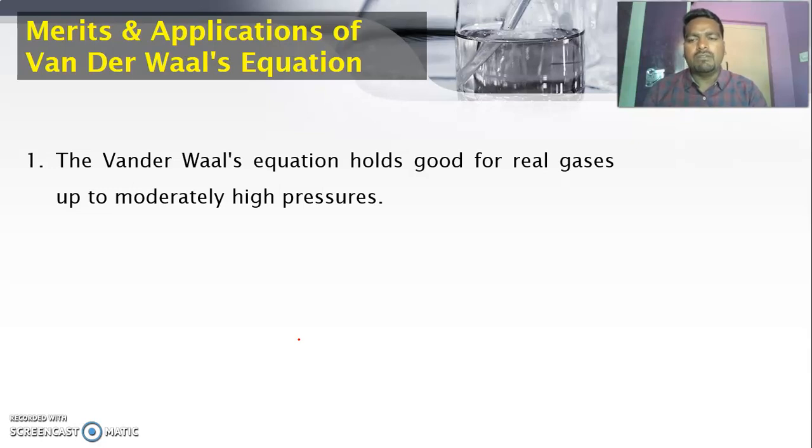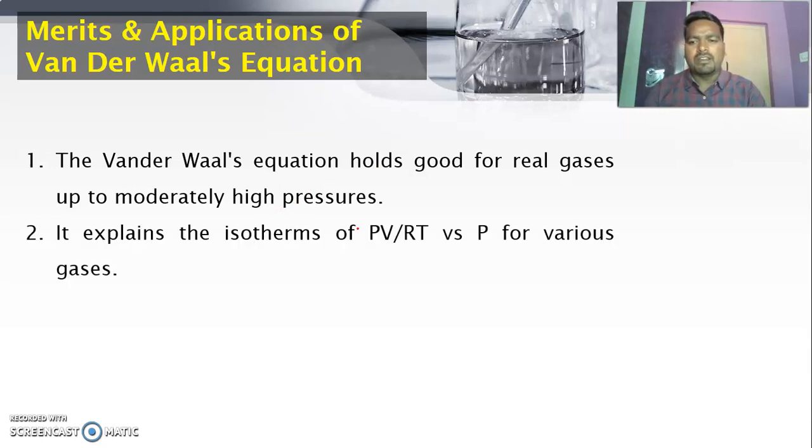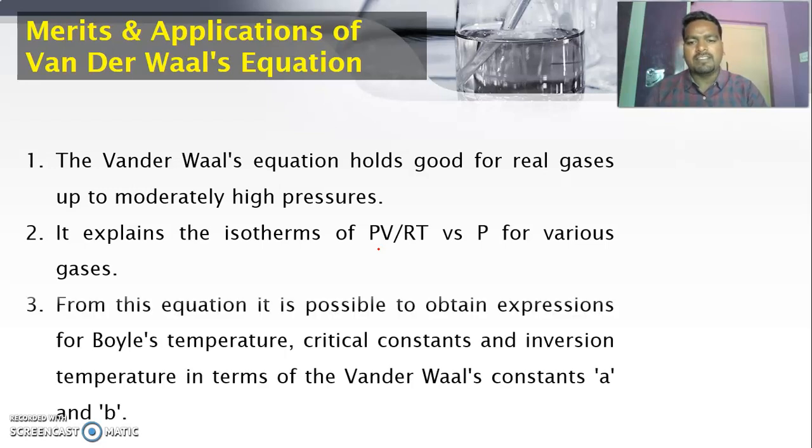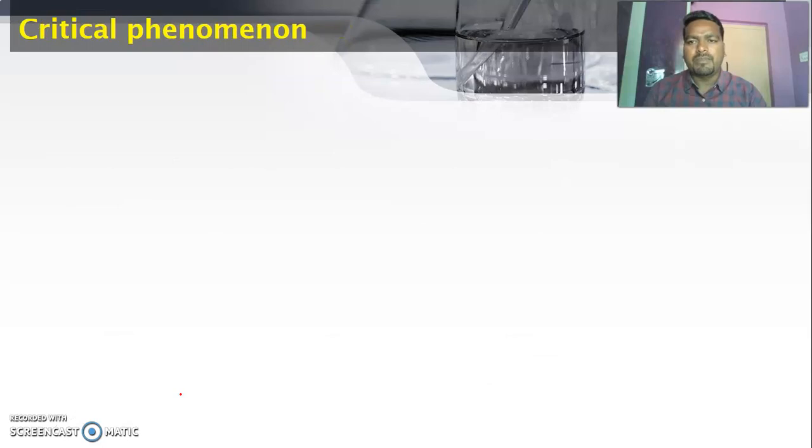This van der Waals equation of real gases holds good in all conditions of temperature and pressure, and it successfully explains the isotherm of PV by RT versus P for various gases. From this equation we can calculate the critical constants like critical temperature, inversion temperature and Boyle's temperature. So now let us see its application.